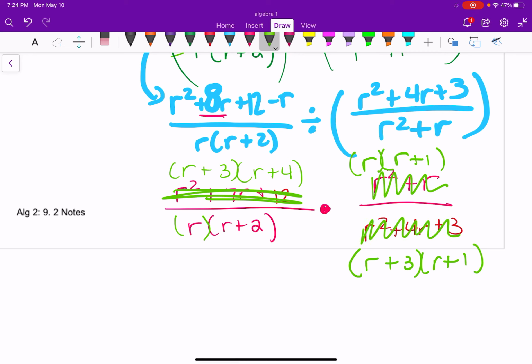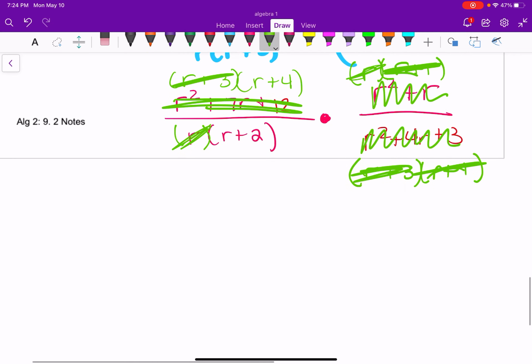Now I'm going to start crossing out numerator and denominator chunks. Oh, I hope this works out nice. Well, r plus 3 can cancel with an r plus 3 in the bottom. The r plus 1 chunk can cancel with an r plus 1 in the bottom. This r can cancel with this r, leaving our two chunks as r plus 4 over r plus 2.